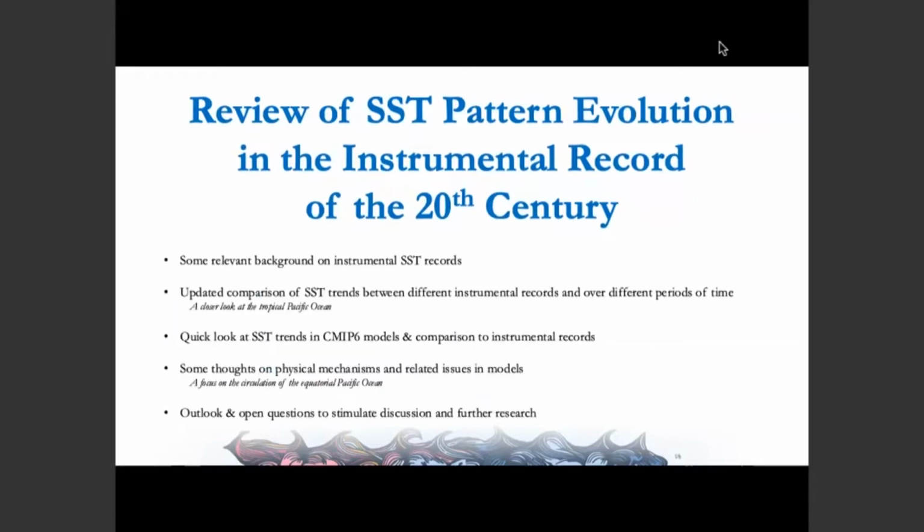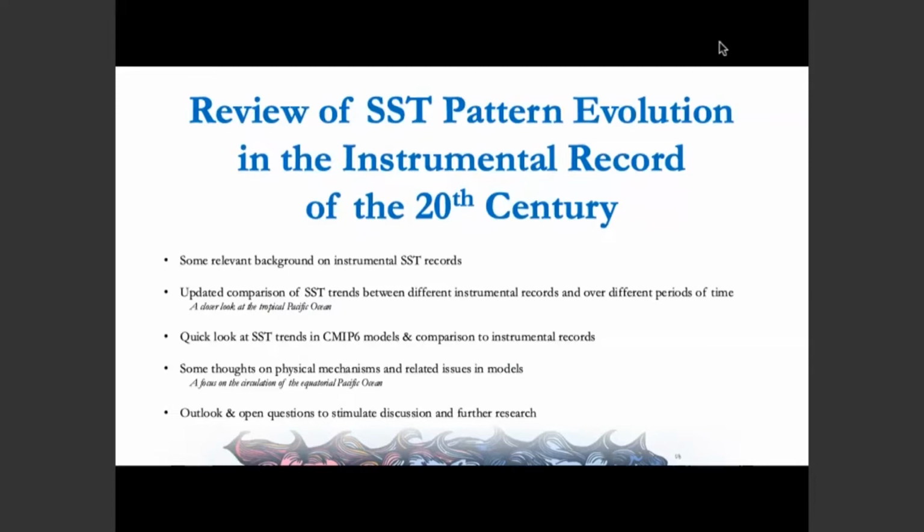All right, so I'm going to go through a little bit of a detailed background on instrumental SST records, because I think we use them, but we may not all be on the same page about where they come from and how they're built. And then we're going to take a quick look at some SST trend maps from these instrumental records. And since I love the tropical Pacific, we're going to zoom in on that a little bit. And then we'll look at how the instrumental SST trends compare to CMIP6 models.